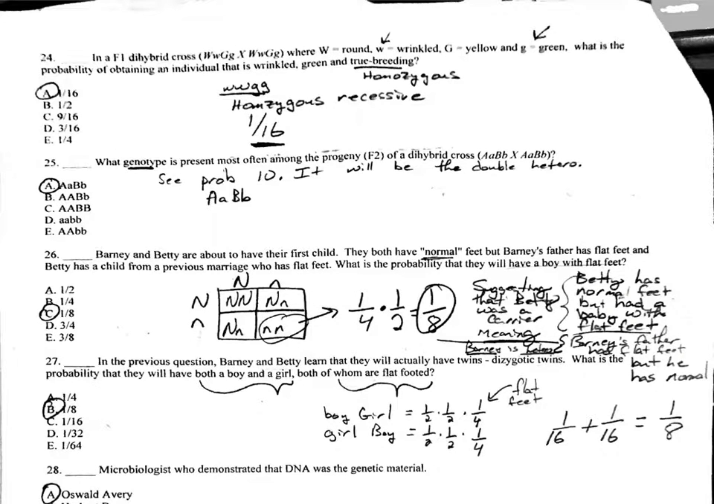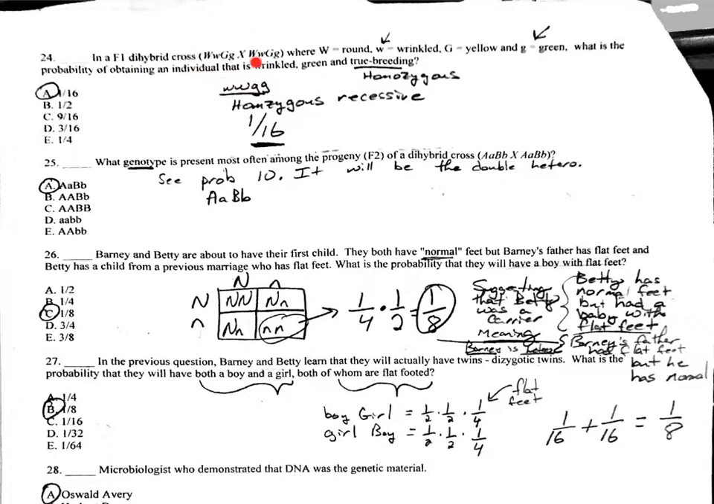Now to determine if an organism with a dominant phenotype is heterozygous, what do you do? You cross it with a homozygous recessive. You do a test cross. All right, and if you get even one of the recessives, in this case here, then you know it's heterozygous. But if you get 100% the dominant, then you're saying it's probably homozygous dominant.